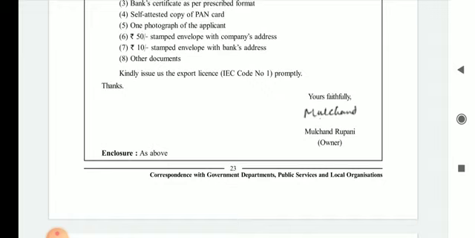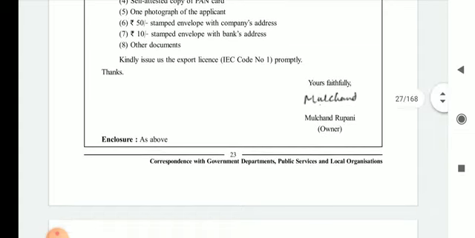If the government department wants to inquire from the bank, at that time the government is also not bearing this type of expenses. So for that concern, the company sends a rupees 10 stamped cover with the bank's address. So if the department wants to correspond with the bank, at that time they can do it very comfortably. So they are sending this type of documents. Other documents means other necessary documents which are important for getting this type of license.